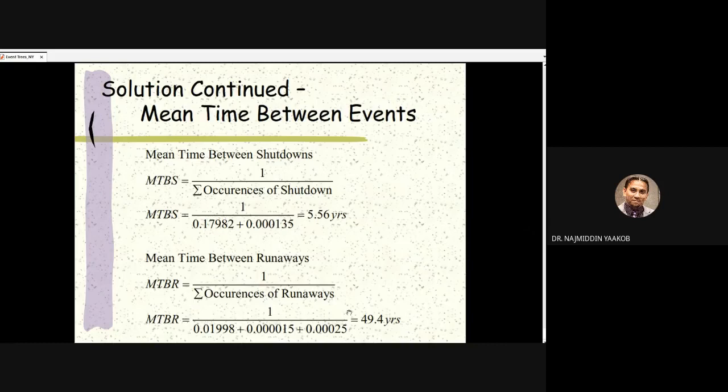So mean time between runaway is how long before it can fail, 49.4 years. How long between shutdown is 5 years. So this gives a rough idea of the timing for this to occur.